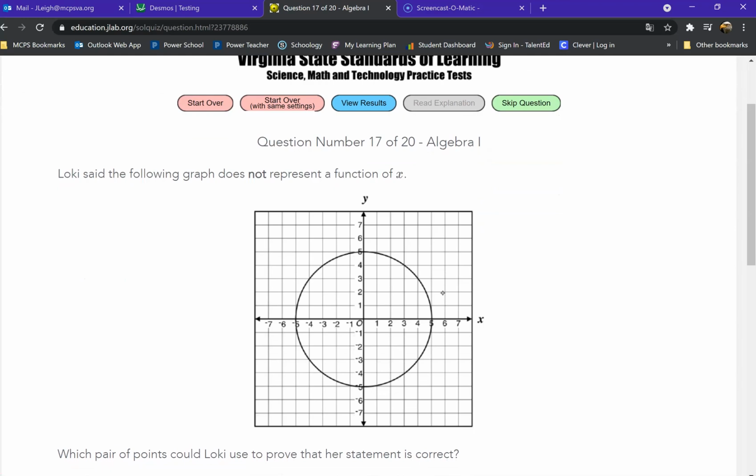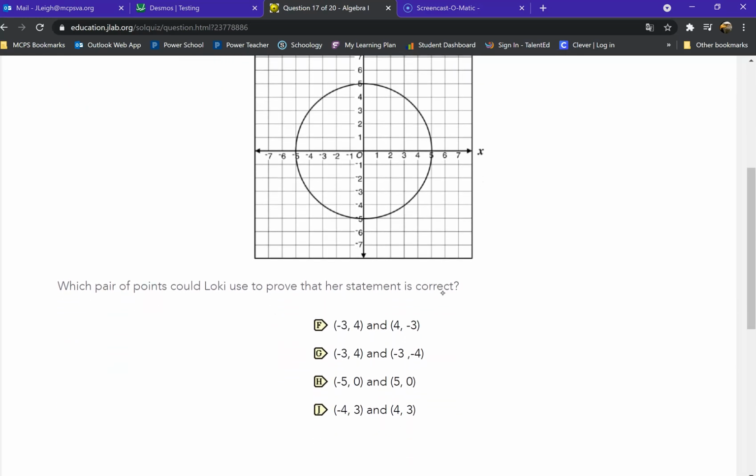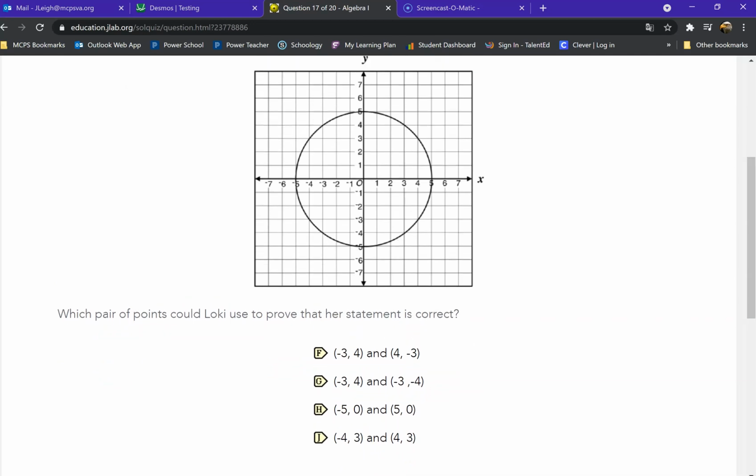And look, guys, we're at number 17. We're almost done. Alright, Loki said the following graph does not represent a function of x. Which pair of points could Loki use to prove that her statement is correct?